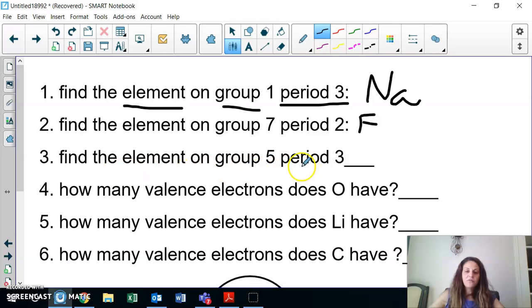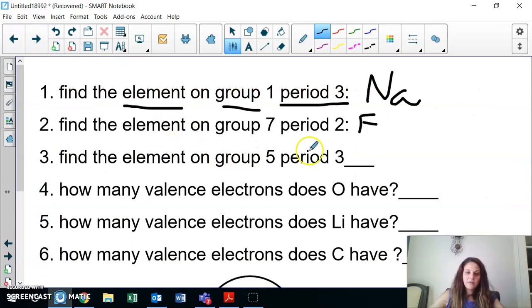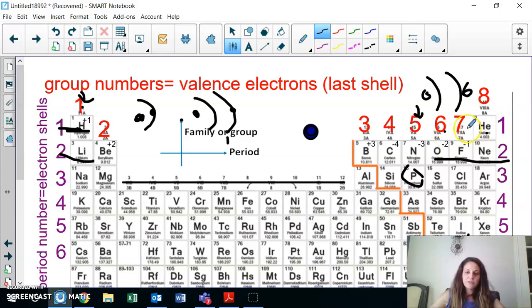Find the element on group 5, period 3. Group 5 is right here. Period 3, phosphorus, P. How many valence electrons does oxygen have? Remember, valence electrons are the group numbers. Oxygen is in group number 6, so it will have 6 valence electrons.